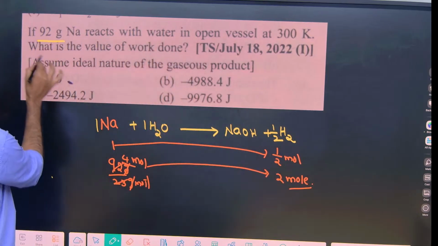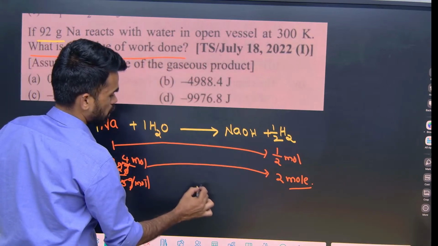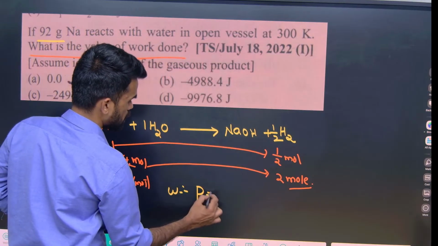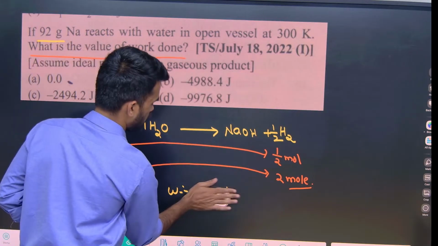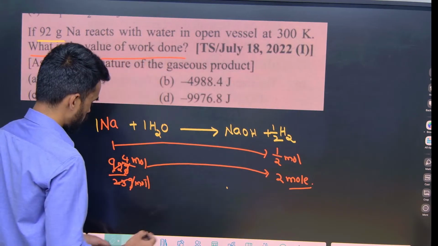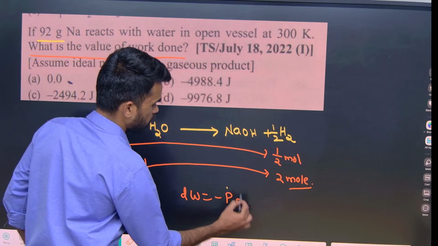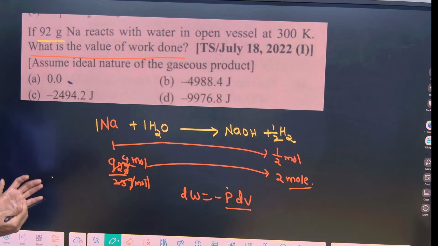Now they are asking what is the value of work done. So how can you calculate work done? Work done is equal to minus external pressure into dV. So P dV you can write, simply dW is equal to minus P dV. But did they mention anything about pressure? No. Anything about volume? No.